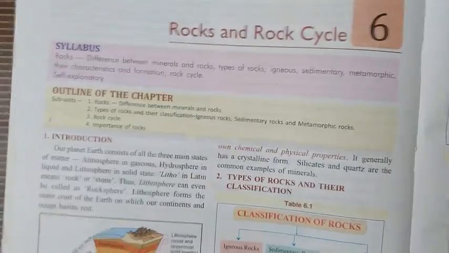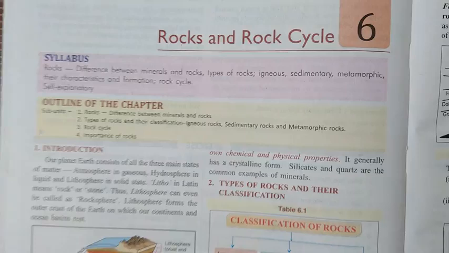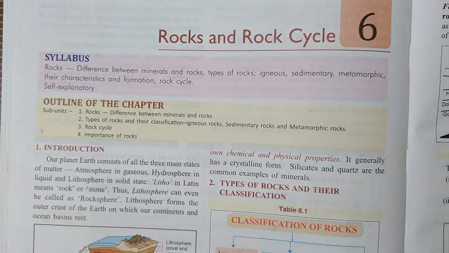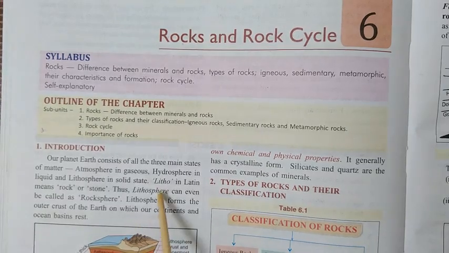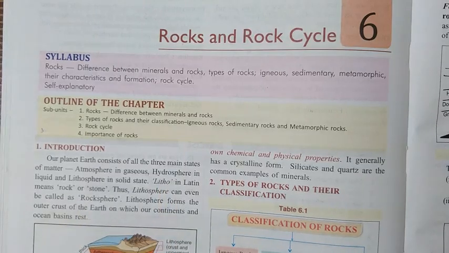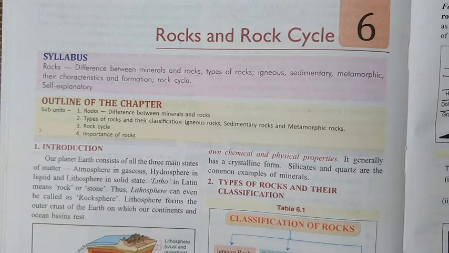And let's start here. As all of you know, the rocks form the crust, the solid part of the earth, and the solid part of the earth is called the lithosphere, as the word litho is derived from the Latin word which means rock. So this lithosphere can also be called the rockosphere.